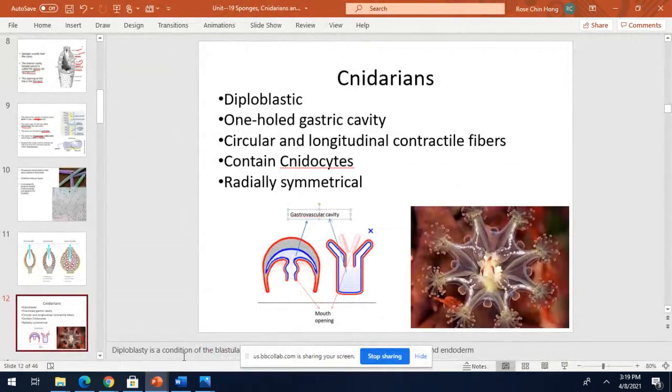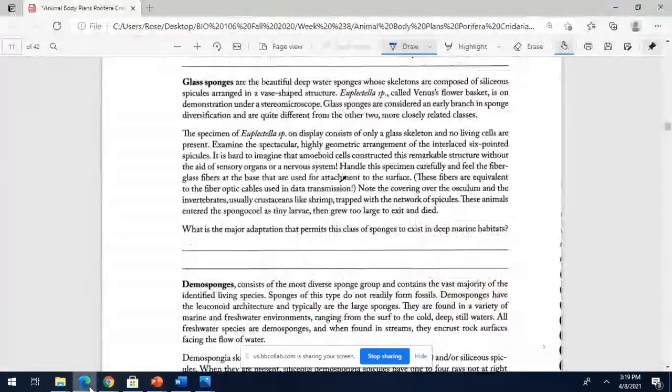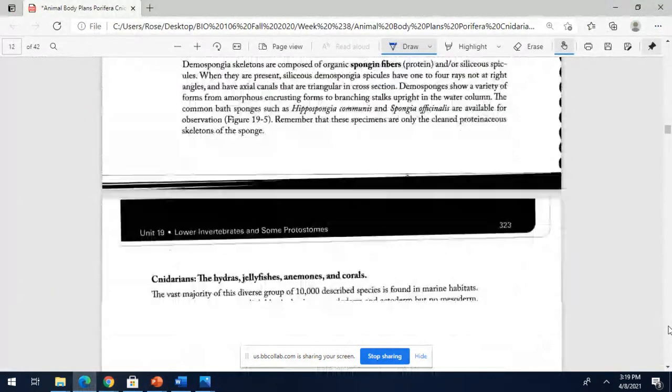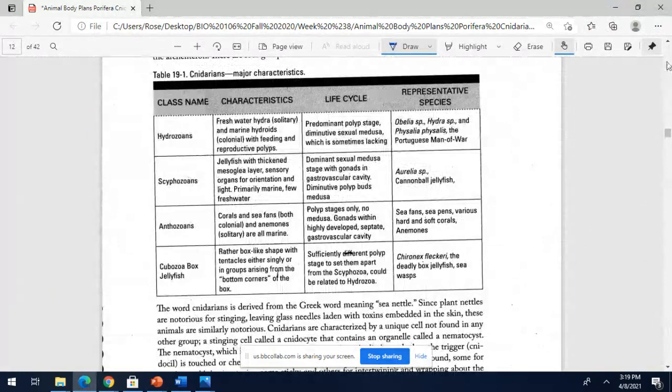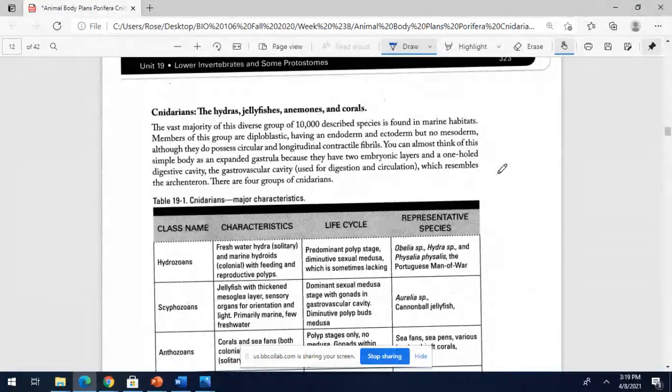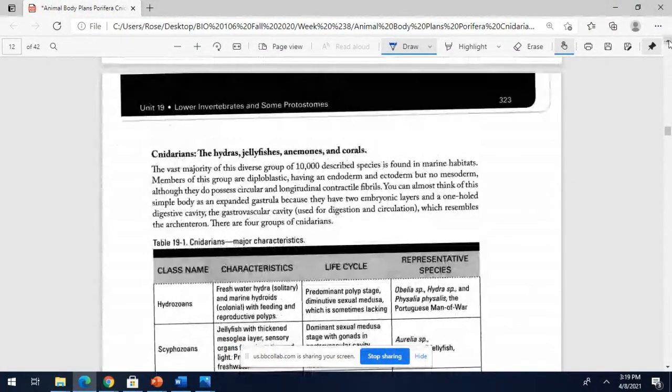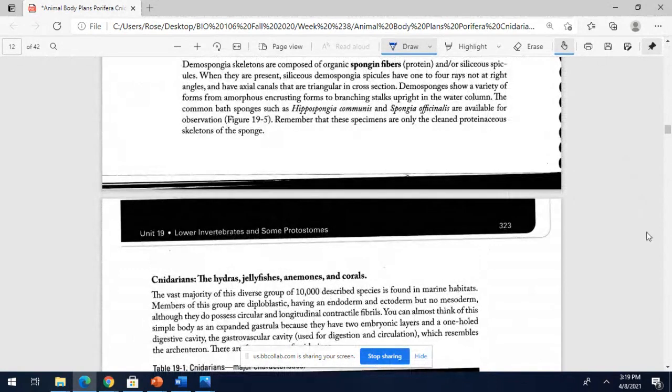So cnidarians, if you are to go into your PDF here, let's go to that. So let's see what stops off at. Okay, so that's punching in.